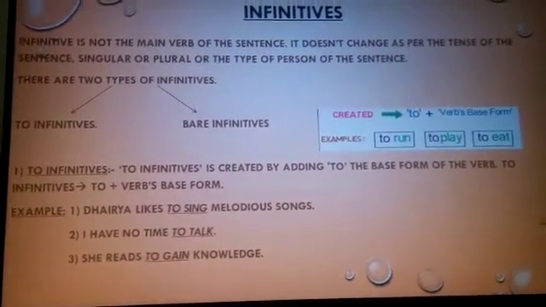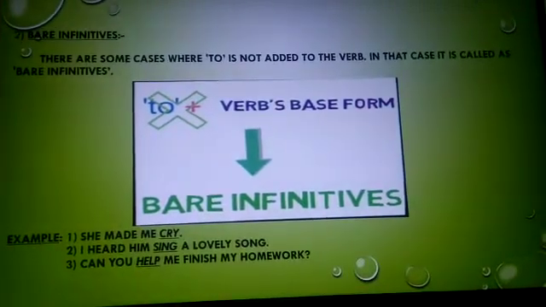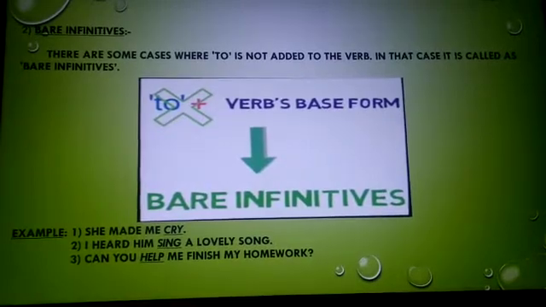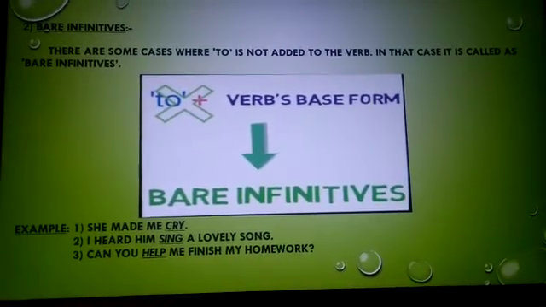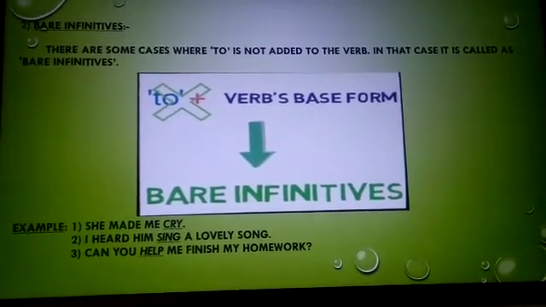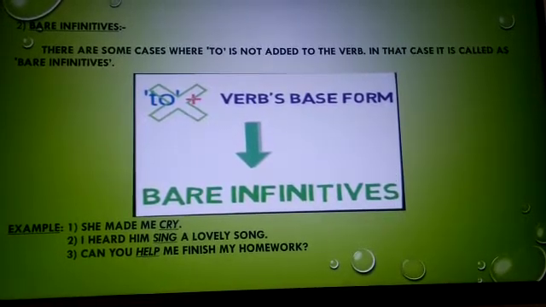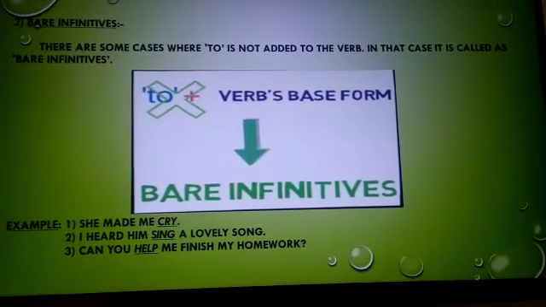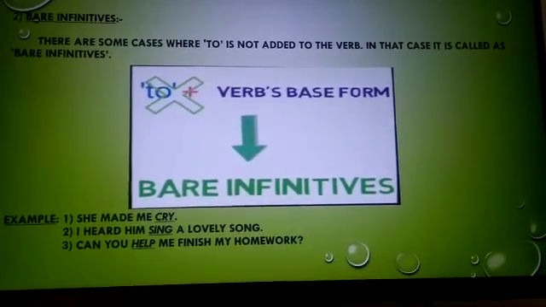Now let us see what bare infinitives are. There are some cases where to is not added to the verb. In that case it is called a bare infinitive. That means there are some sentences where we cannot see to. To is not there at all in the sentence, but there is a verb. So in that case it is called a bare infinitive.